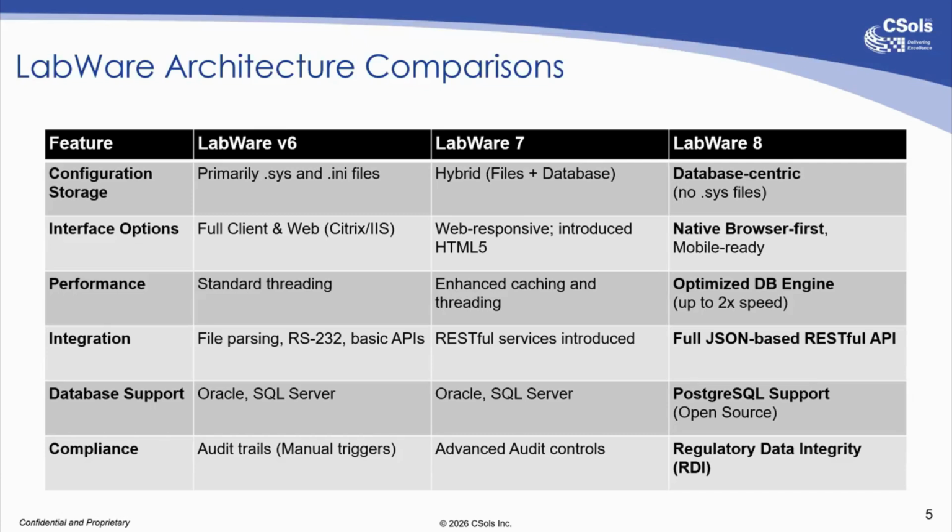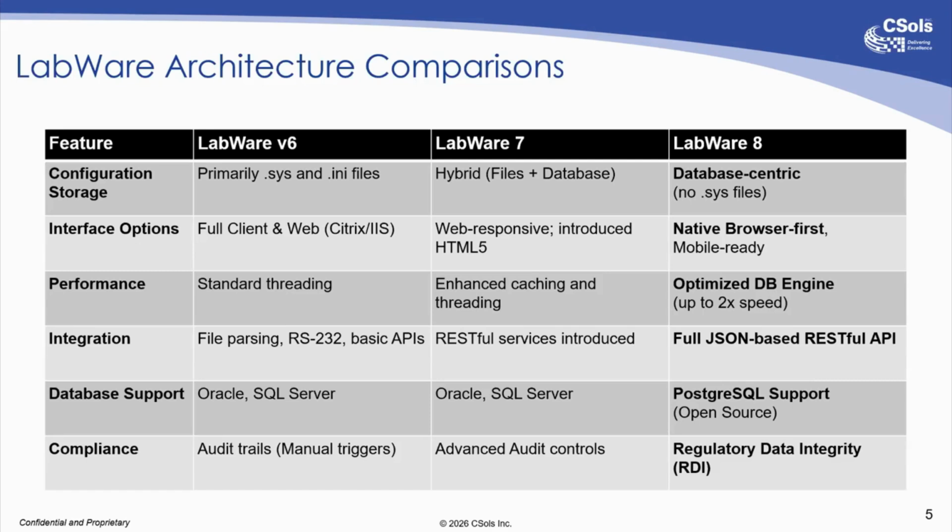For V6 and 7, it was heavily dependent on client-side processing power. In LabWare 8, it's engineered to handle thousands of concurrent users with nearly double the processing performance for specific automated tasks compared to LabWare 7. And it also supports PostgreSQL, offering a lower cost, high performance alternative to Oracle.